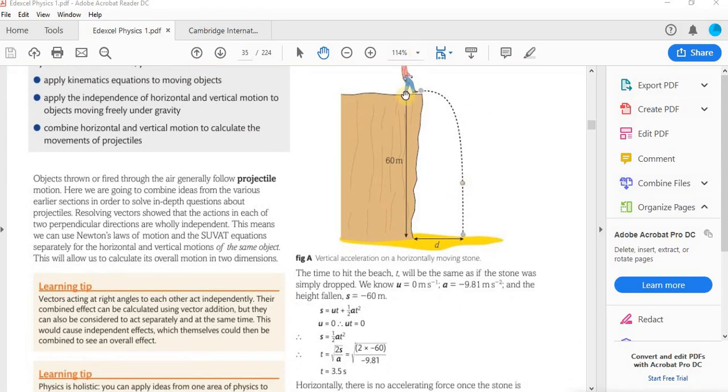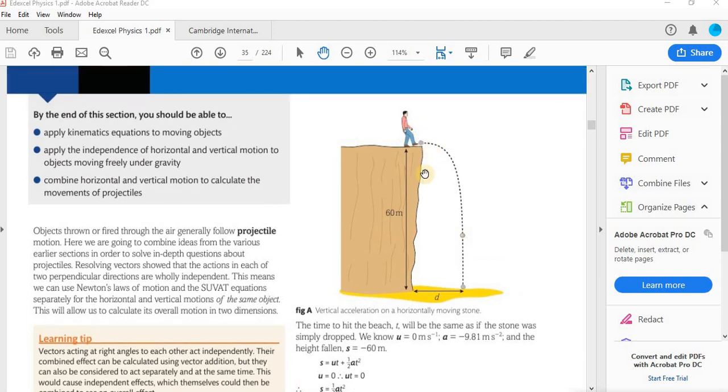Okay, so let's look at this example here. Now if you have a projectile like this, the only force acting on it is its weight. So there is no force in the horizontal or any other direction. The only force is in the vertical direction. That means there is no acceleration in the horizontal direction because there is no force in the horizontal direction. But the weight is in the vertical direction, so there will be an acceleration in the vertical direction.